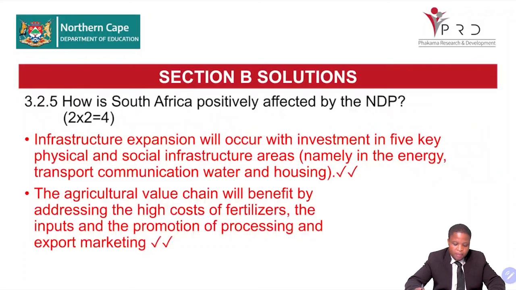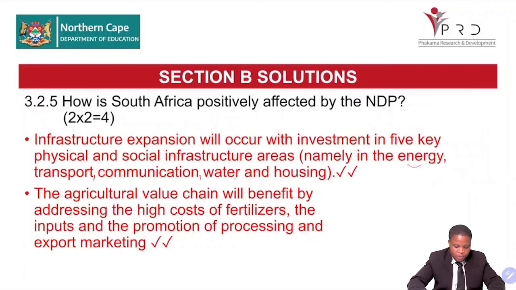So the NDP will provide infrastructure development. Infrastructure expansion will occur with investment in 5 key physical and social infrastructure. So they will look at these infrastructures: energy, transportation, communication, water, and housing. Right. So there are 5 key infrastructure areas that will be developed. So that will affect South Africa positively if we are expanding on our infrastructure when it comes to energy, transportation, communication, water, and housing.